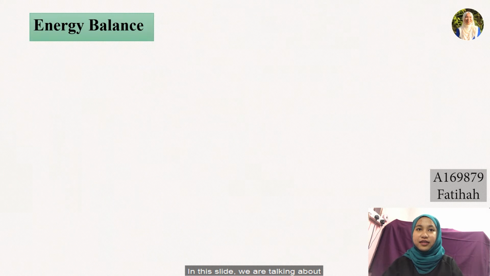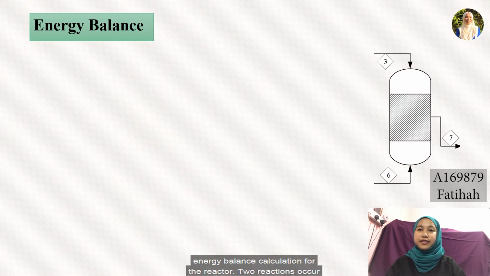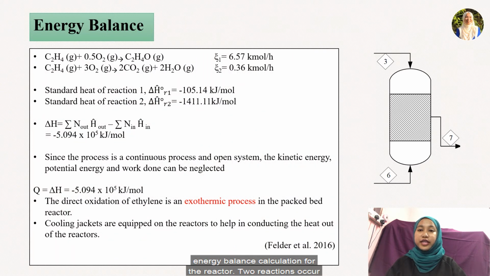Okay, in this slide, we are talking about energy balance calculation for the reactor. Two reactions occur in this process. The standard heat of reaction 1 is 105.14 kJ/mol, while the standard heat of reaction 2 is negative 1411.1 kJ/mol. The total enthalpy for this reaction is negative 5.094 times 10 power 5 kJ/mol.